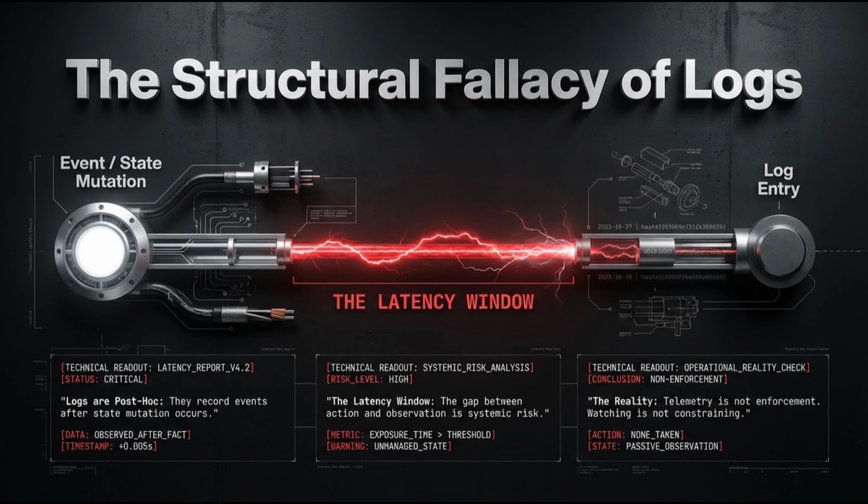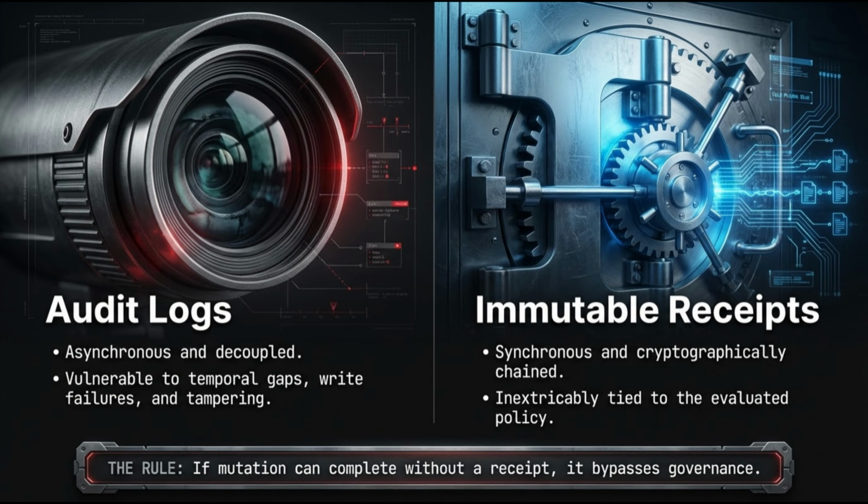To understand deterministic governance, we need to clarify what separates observing an action from proving an enforcement. Audit logs are asynchronous, observational, and sometimes append-only records. They are decoupled from the enforcement boundary. The action completes, and then the log entry is written. There's a temporal gap. In that gap, you have no guarantee. The log might fail to write. The log might be tampered with later. The log might miss context about what policy was evaluated, or whether any policy was evaluated at all.